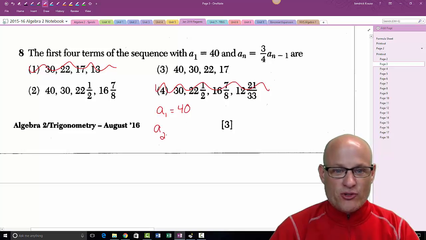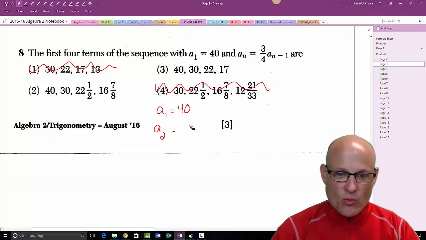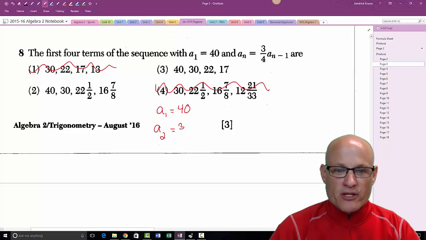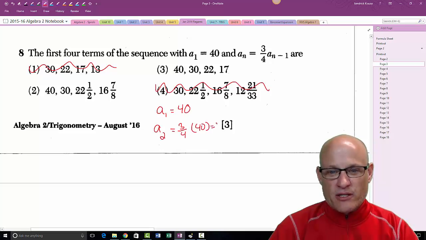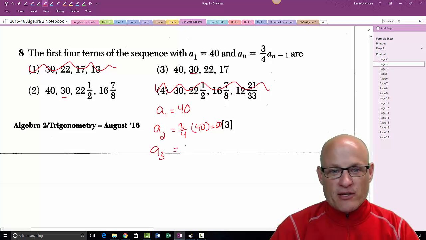Now A sub 2 would be equal to 40 times, the way it's written, 3/4 times 40. Well, 3/4 times 40 would be 30. So the second term would be 30. That's what I expect. A sub 3 then would be 3/4 of 30. So that I need my calculator for.